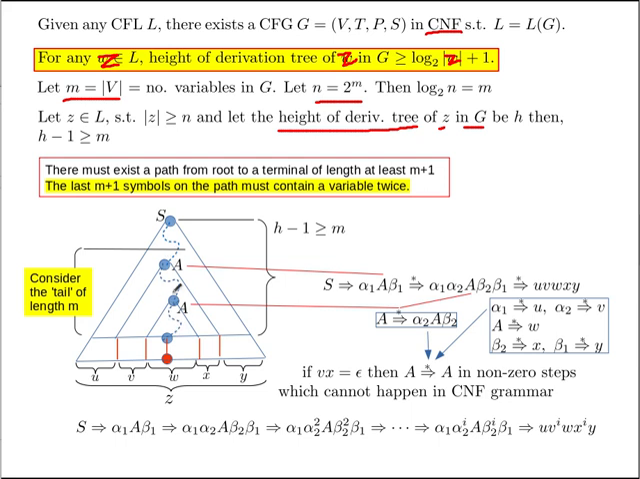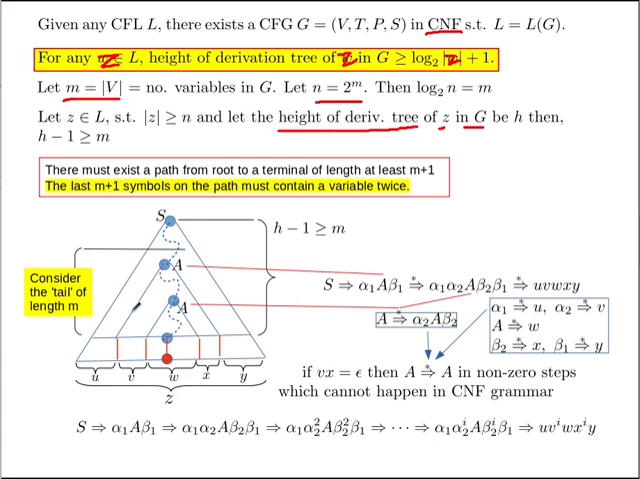And what are these blue vertices? These blue vertices are variables, right? At the end, these red vertices are terminals, so these blue vertices are variables. So up to this point, starting from here, we have exactly m plus 1 variables, and there are only m distinct variables, right? So that means there should be a repetition of a variable. There should be some variable, say A, which is repeated at least twice.